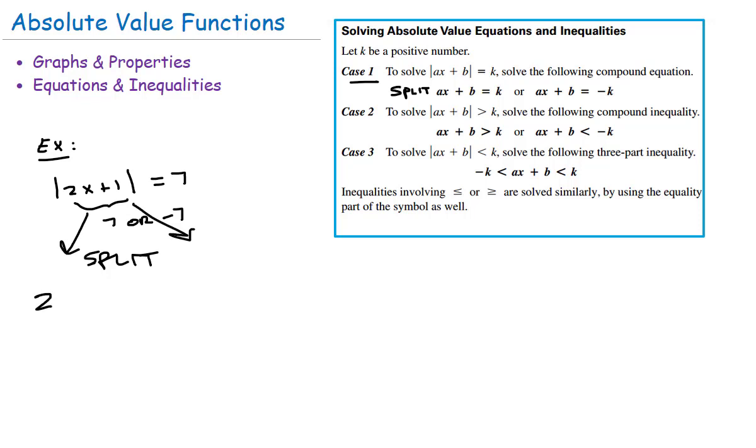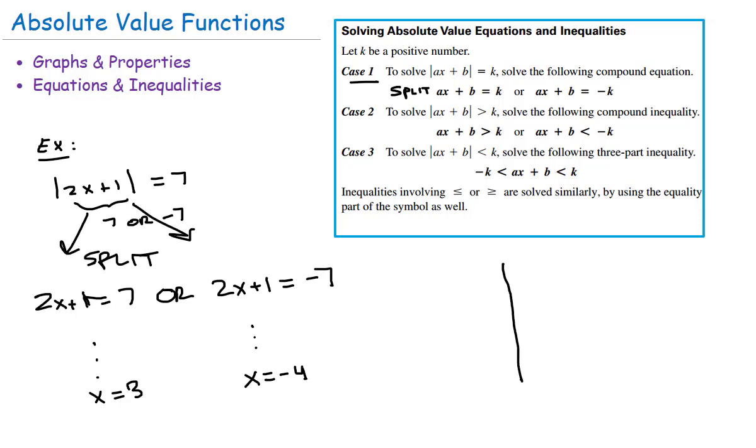So we would take off the bars and start solving. We would say 2x plus 1 equals positive 7, or 2x plus 1 was equal to negative 7, and the bars were what turned it into positive 7. And then we would just solve each one of these. And so we would get that x is equal to 3, or on this one we would get that x is equal to negative 4.